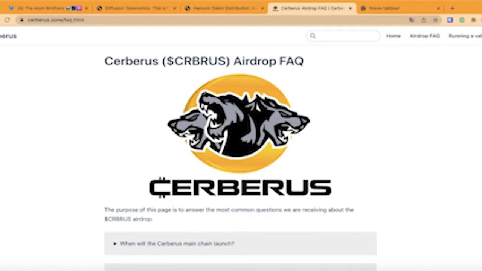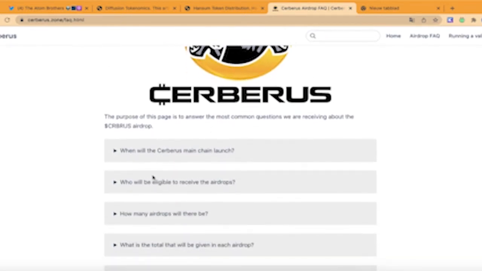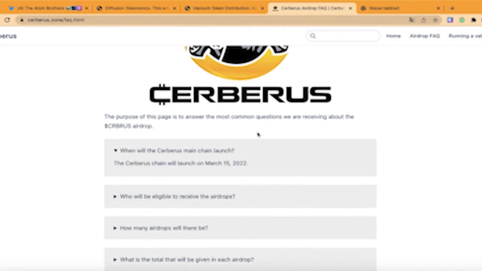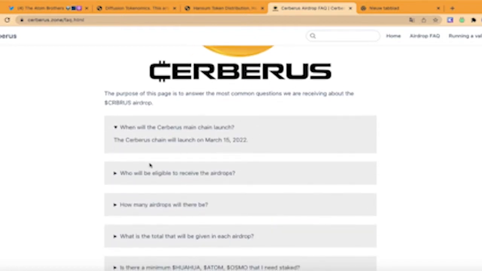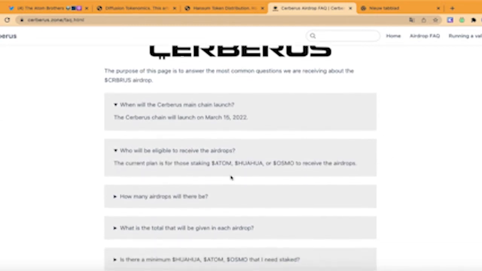Okay, let's go guys. The first airdrop that we're gonna discuss is the Cerberus airdrop. As you can see, there is a little FAQ on this website. When will the Cerberus main chain launch? The launch will be on the 30th of March. Who's gonna be eligible for this airdrop? Those who stake with Atom, Chihuahua or Osmo.